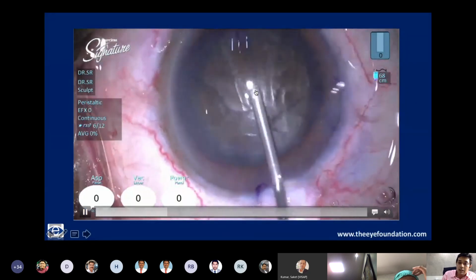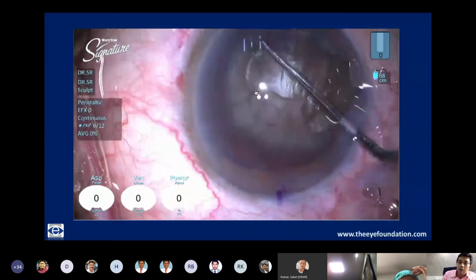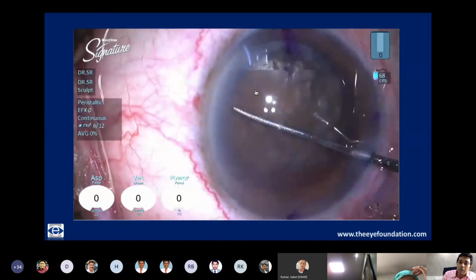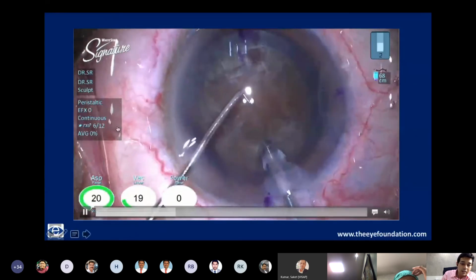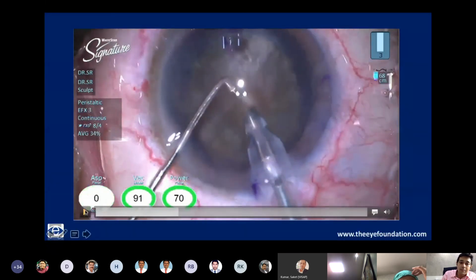Hydrodissection has to be gentle. I generally prefer a multi-quadrant hydrodissection so that I can have a freely mobile lens. This is a step which I would do again and again, even before I proceed with the surgery, because if I don't get a freely mobile lens, I will not proceed.